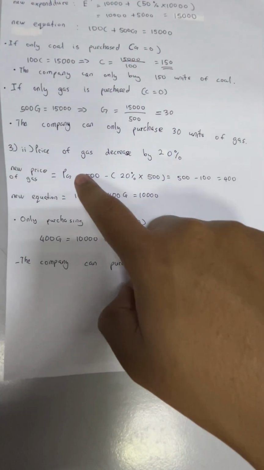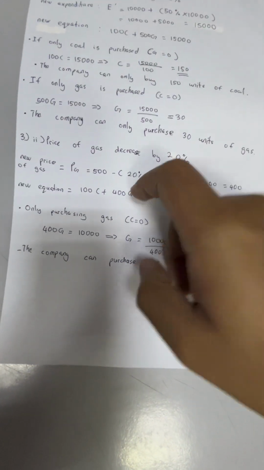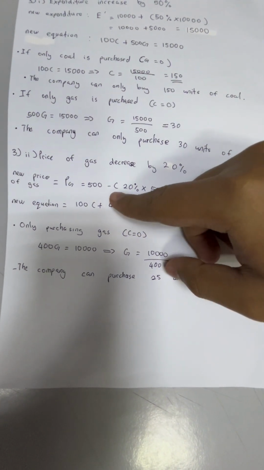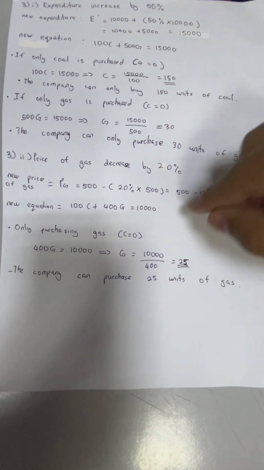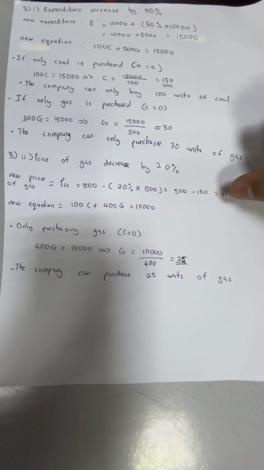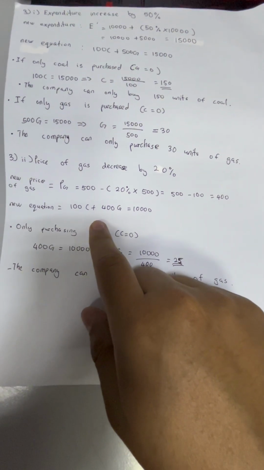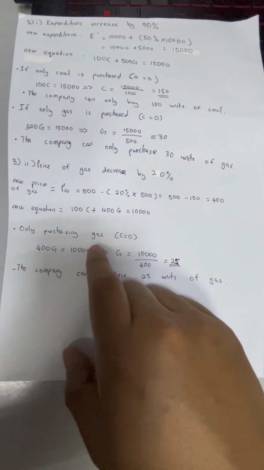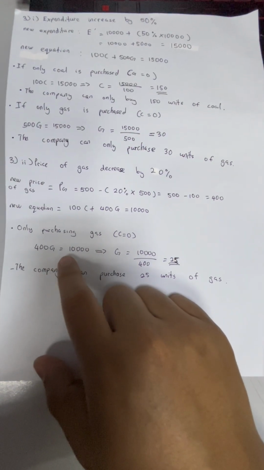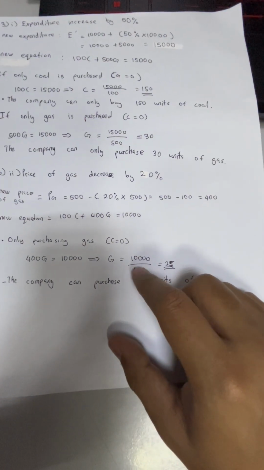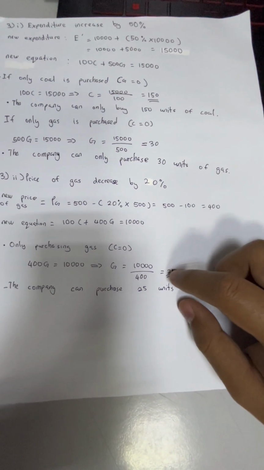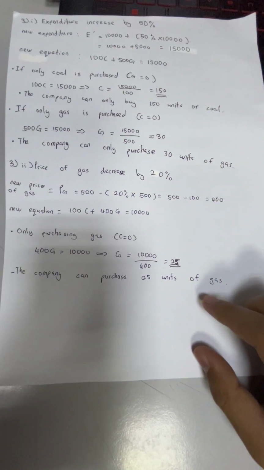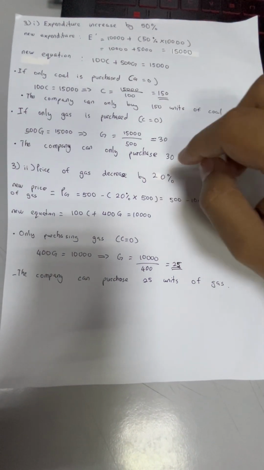Next, the price of gas is decreased by 20%. So our new price of gas is 500 minus 20% times 500, which we will get 400. So our new equation is 100C plus 400G equals 10,000. Only purchasing gas, 400G equals 10,000. So G equals 10,000 divided by 400 and we will get 25. So the company can only purchase 25 units of gas if the price of gas decreased by 20%.